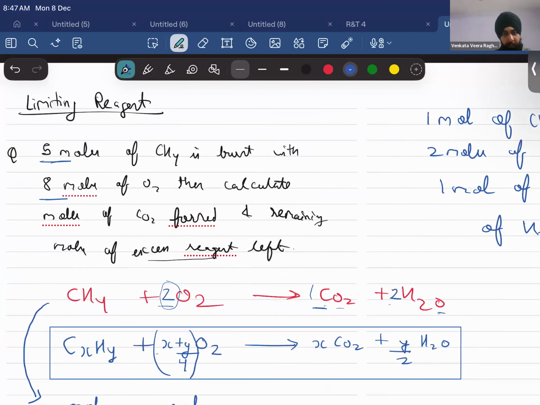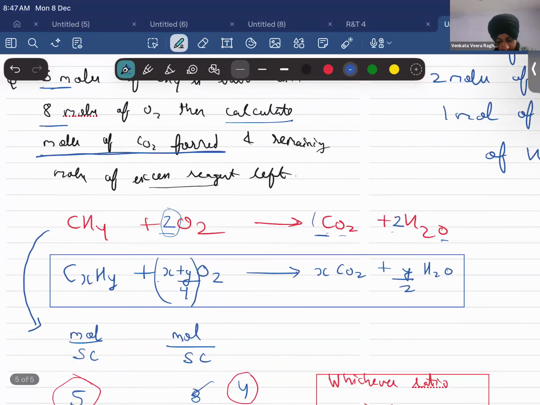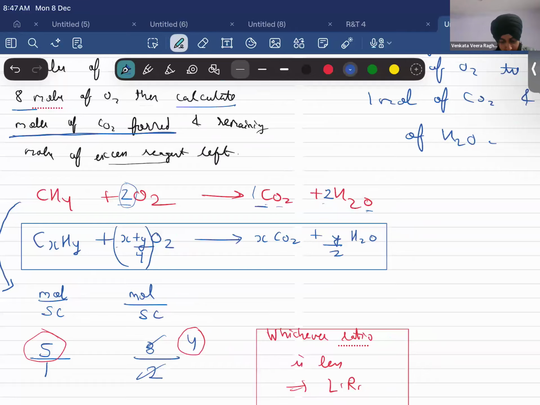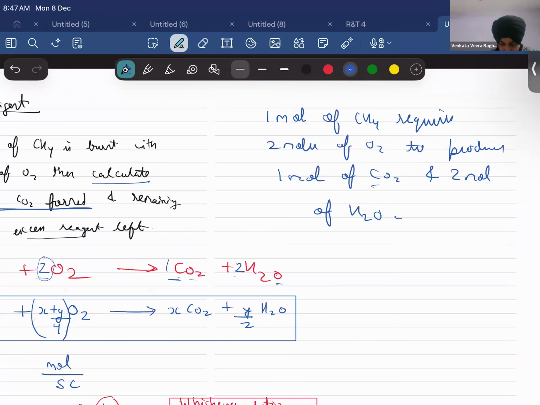Now go to the question, check the data and find what relation they are trying to establish. They want to calculate the moles of CO2. So they want you to establish a relation between the limiting reagent and the CO2. So what is the limiting reagent we got to know? Limiting reagent is O2, and CO2. You have to establish a relation. That means 2 moles of O2 will give me 1 mole of CO2.